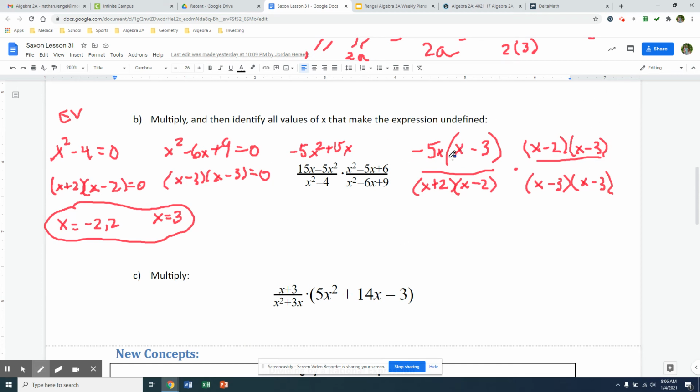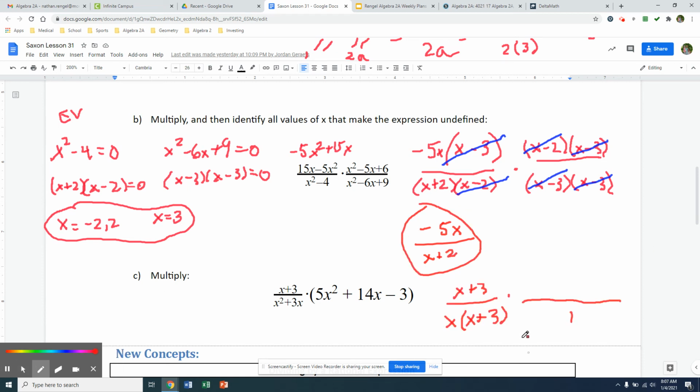So up here, I have an x minus 3, that's going to cancel out with an x minus 3. Here I have an x minus 2, that's going to cancel out this x minus 2. Here I have an x minus 3, that's going to cancel out with that x minus 3. So really, all I have left is a negative 5x over x plus 2. So there would be my final simplified answer.